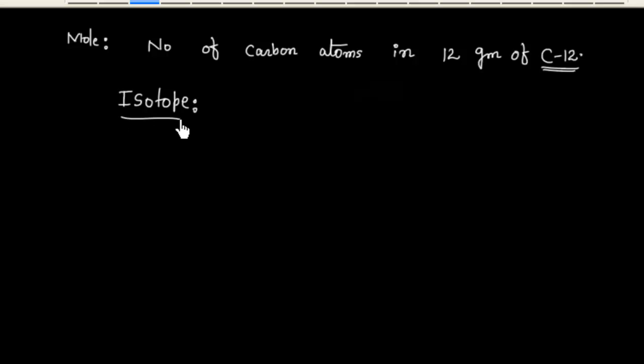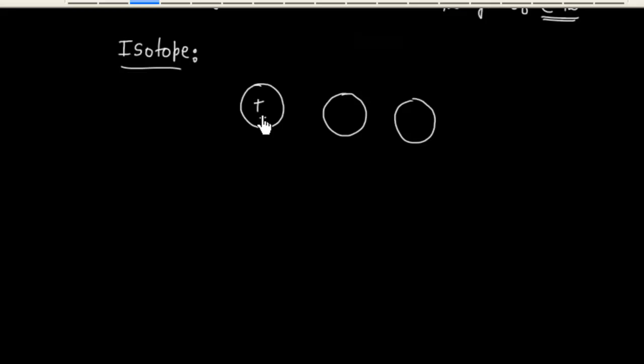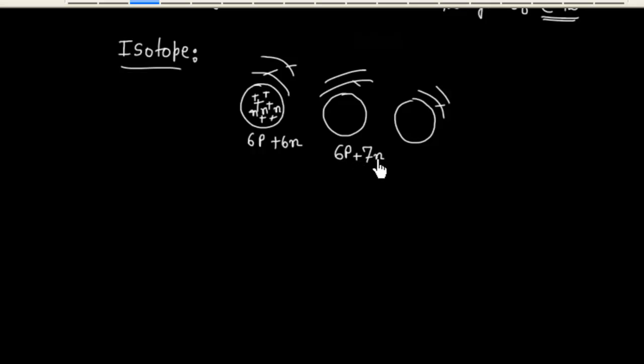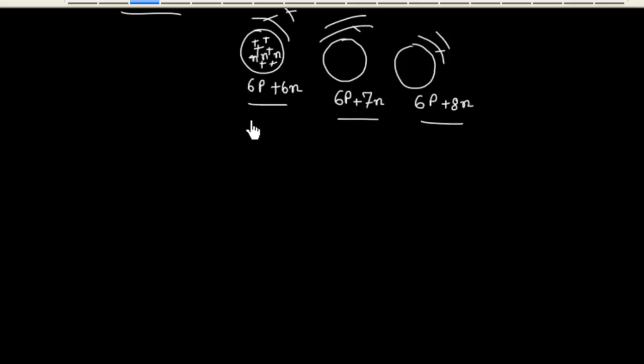What is isotope? If I see the carbon atom, there are many kinds of carbon atom available in the universe. One kind of carbon atom contains 6 proton and 6 neutron. Inside the nucleus, they also have electrons, but I am not showing electrons. Another carbon atom also contains 6 proton, but now it contains 7 neutron. Another carbon atom contains 6 proton but 8 neutron. So there are 3 kinds of carbon atom. They have the same number of proton but different number of neutron.